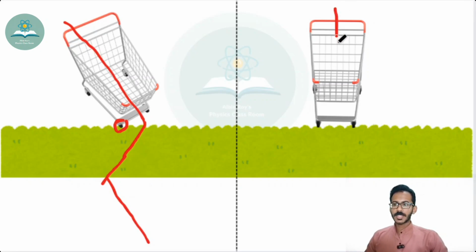Now, when the trolley comes in a straight line through the normal, the speed will increase or decrease, but still it will move in the same direction.